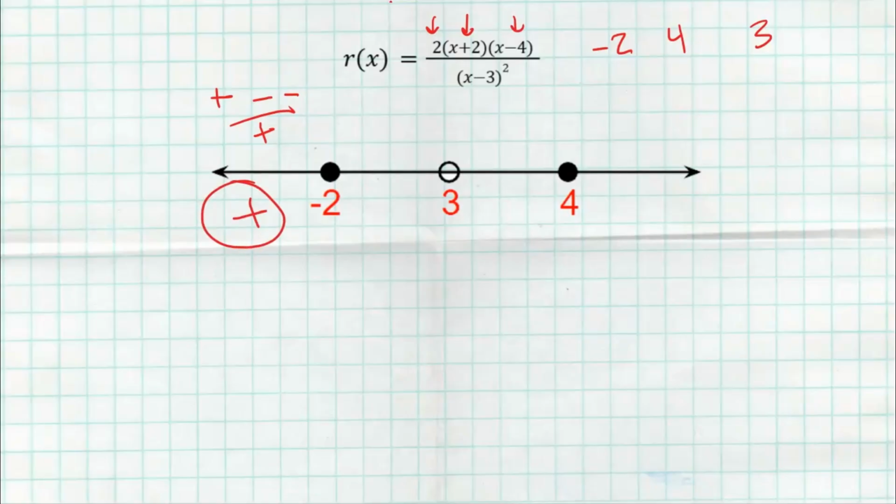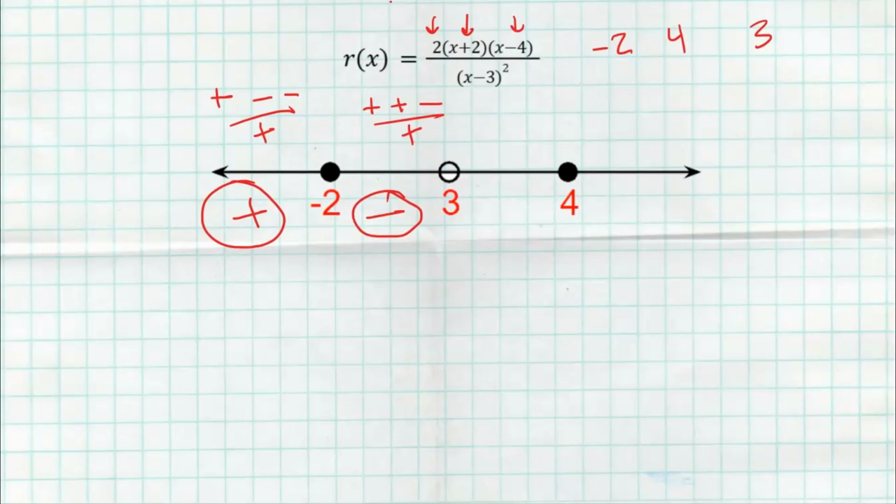All right, pick a number in between negative 2 and 3. Really easy one to pick is 0. That 2 is always going to be positive. 0 plus 2 is positive. 0 minus 4 is negative. And in the bottom, 0 minus 3 is negative, but it's squared, so it's always going to be a positive. So values in between there are negative.